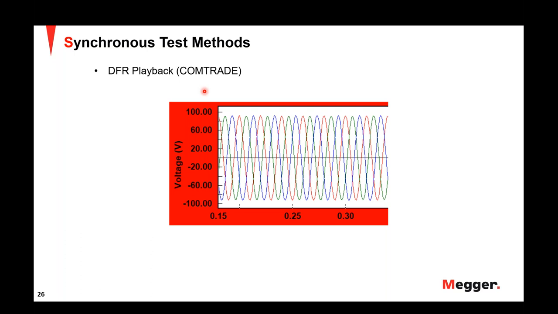These files are exported from the relay, and can be played back to the relay after you make certain setting changes or do some correction to the scheme. You can play that particular fault back to the relay and see how the protection scheme behaves. And these COMTRADE files can also be produced with the help of simulation software, where you can model your power system, simulate certain faults, and generate COMTRADE files. So there are different ways of getting those COMTRADE files.